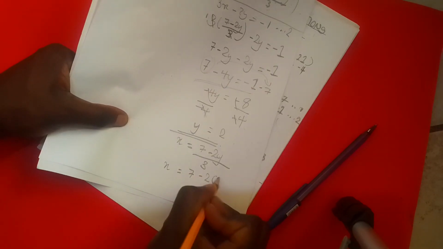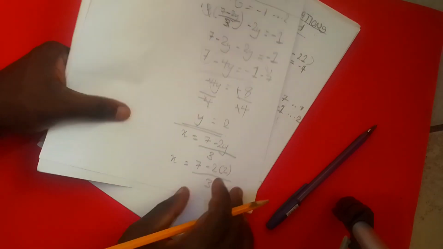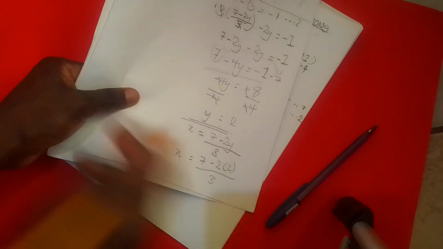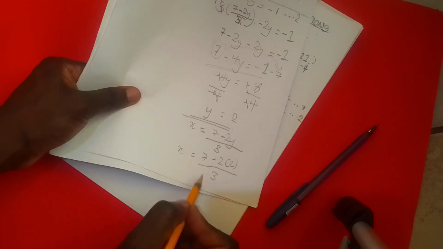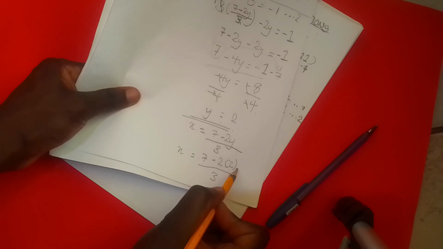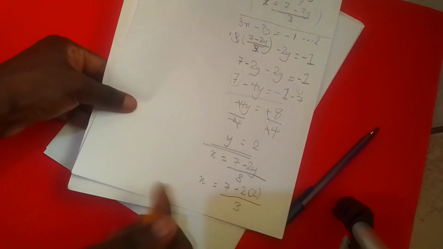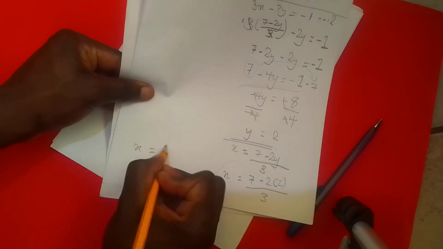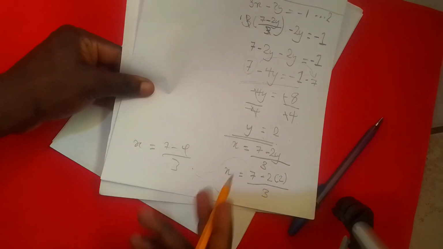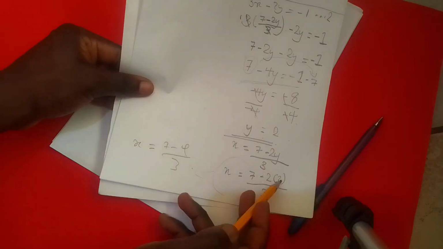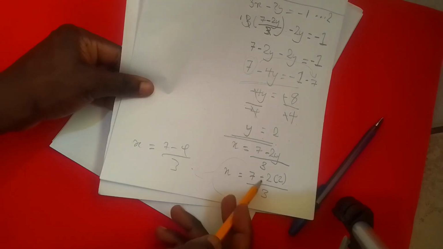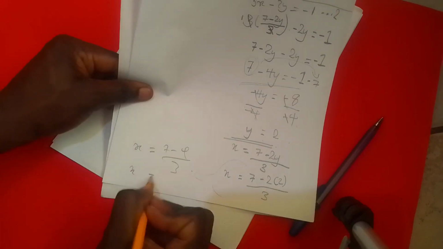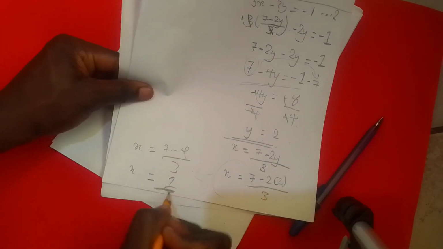And the brackets, 2 here, over 3. So 7 minus 2 times 2, what? 2 times 2 is equal to 4, right? So 7 minus 4 is equal to what? To 3, right? So we are going to end with x is equal to 7 minus 4 over 3, right? So x is equal to 7 minus 4 over 3. So x is equal to what? It's equal to 1.